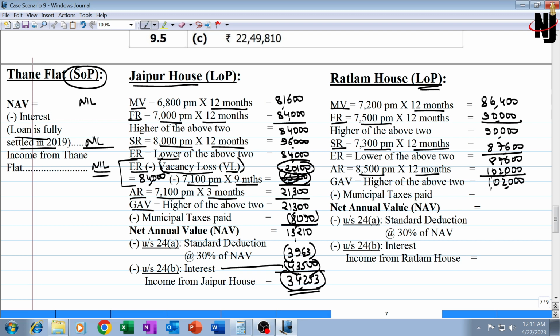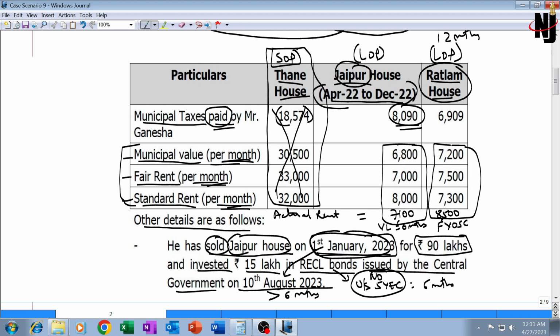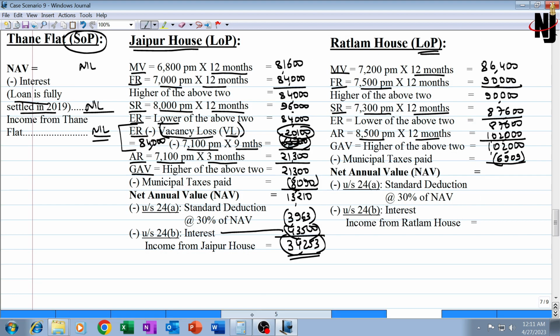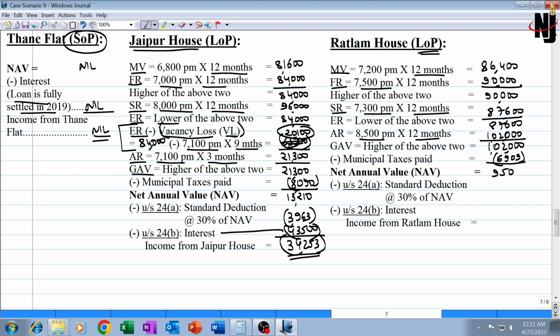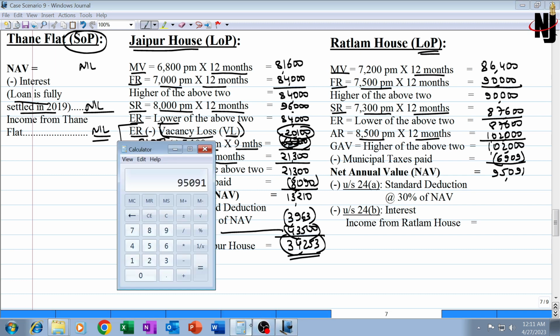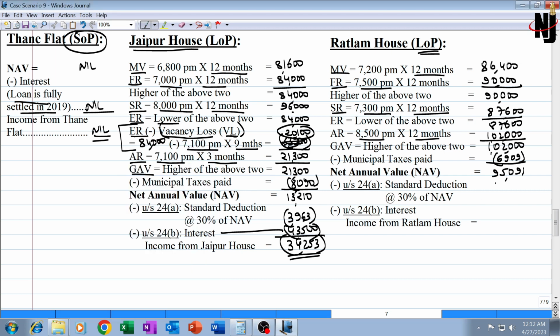Less municipal taxes paid. What is the municipal tax for Ratlam house? For Ratlam house municipal taxes paid is 6,909. Subtracting 6,909, the NAV would be 95,091. And then standard deduction 30% of 95,091. Right now we are being asked to compute in question 9.1 only NAV, but we are calculating everything. 28,527 is the standard deduction, and then interest.